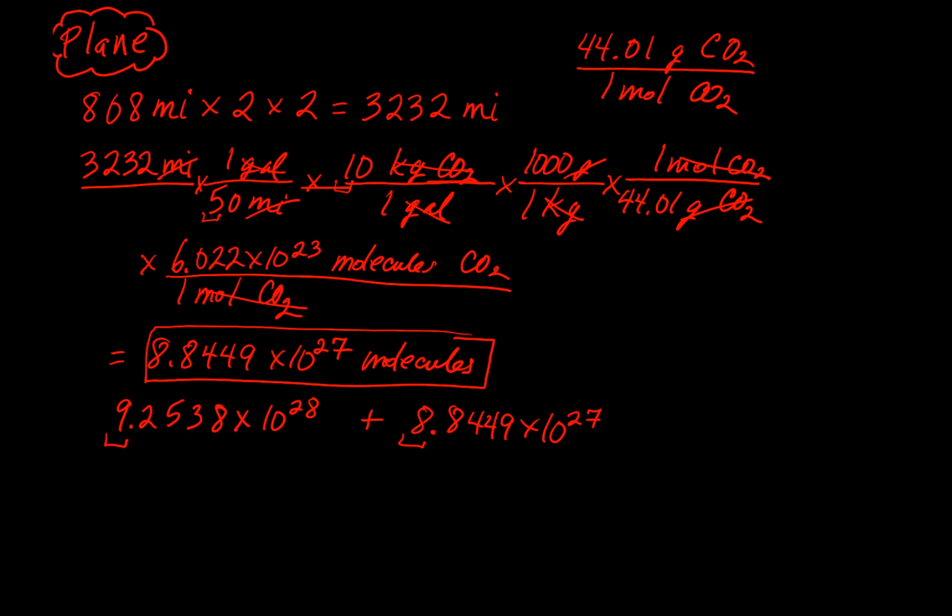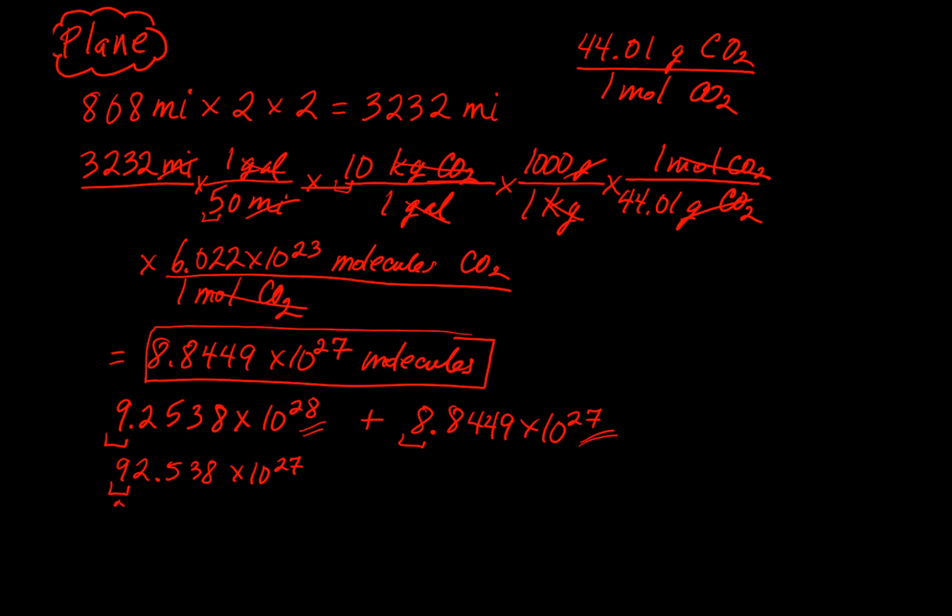So what I'm going to do is put these numbers in the same scientific notation. I want them both to say 10 to the 27. The first number says 10 to the 28 right now, so I'm just going to adjust this number so it says 92.538 times 10 to the 27. So now we can compare the numbers a little more easily.